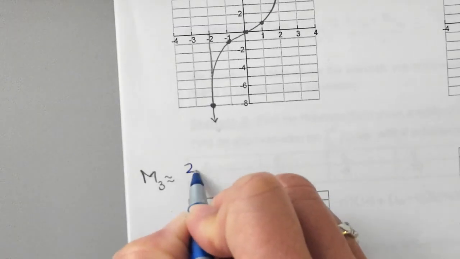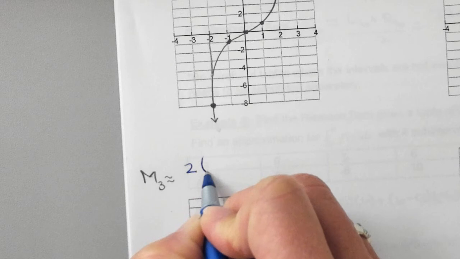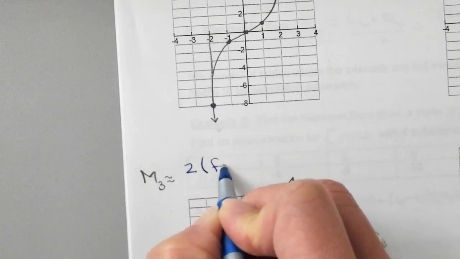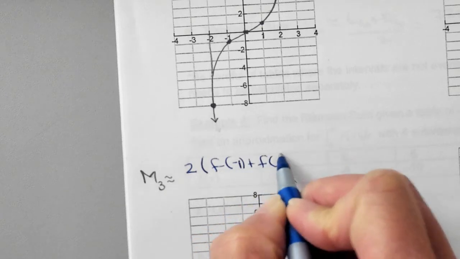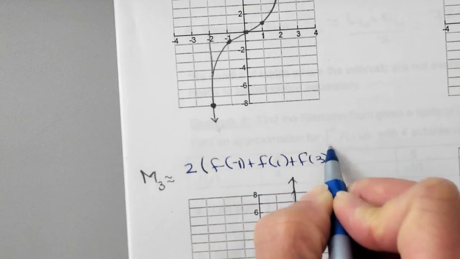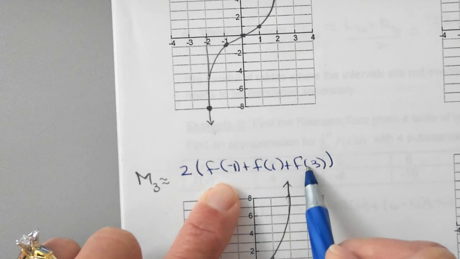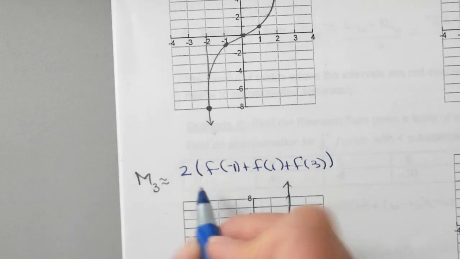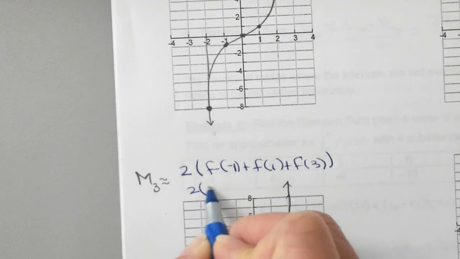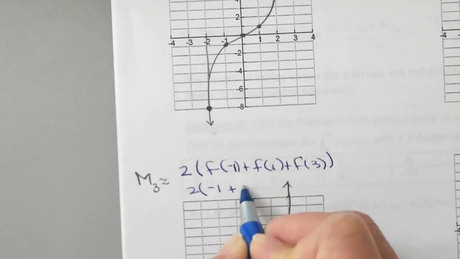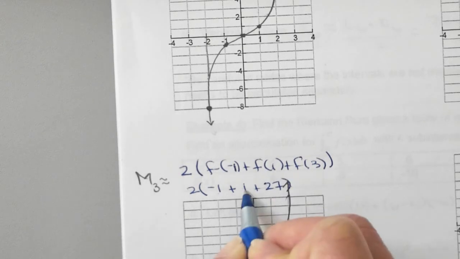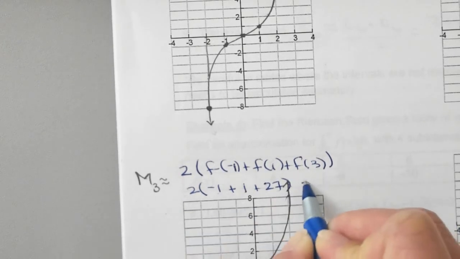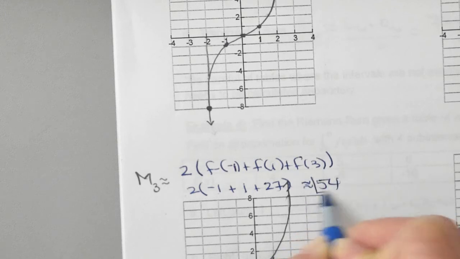Moving down to our midpoint, we start off with delta x, which is 2, times, we had calculated our midpoints as f of -1 plus f of 1 plus f of 3. Remember, each one of these values is being plugged into x cubed. 2 times negative 1 cubed is negative 1, plus 1 cubed is 1, plus 3 cubed is 27. These two cancel to 0, so 27 times 2 is approximately 54.